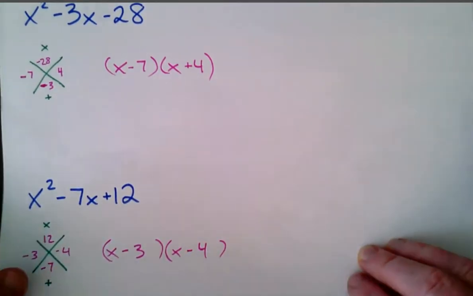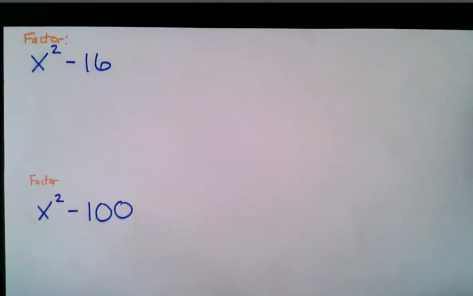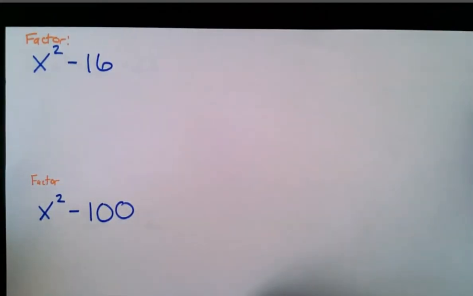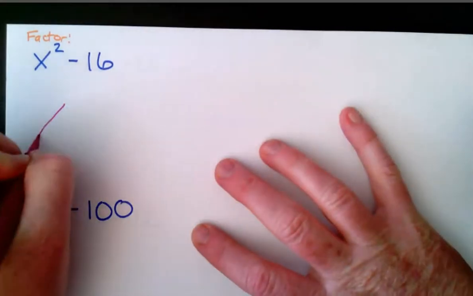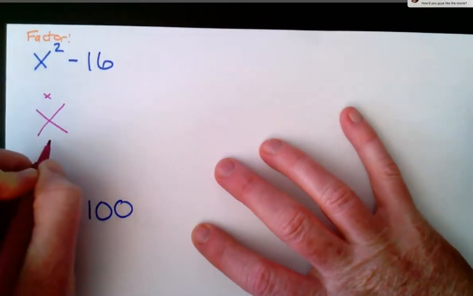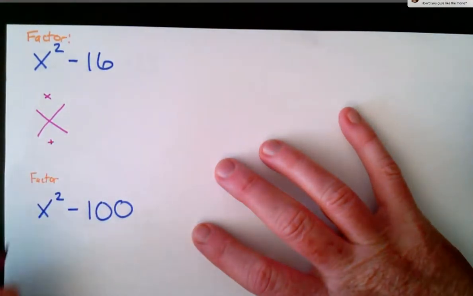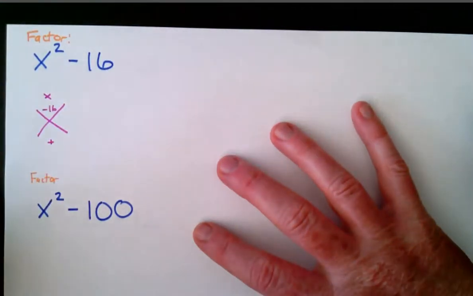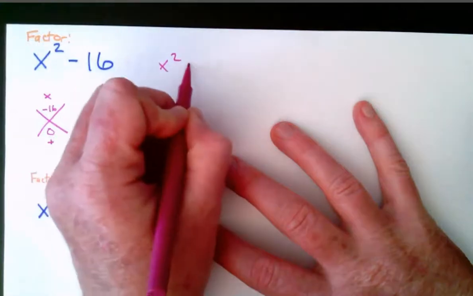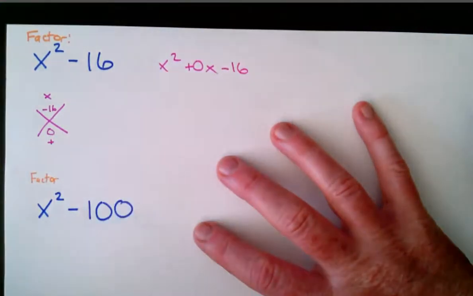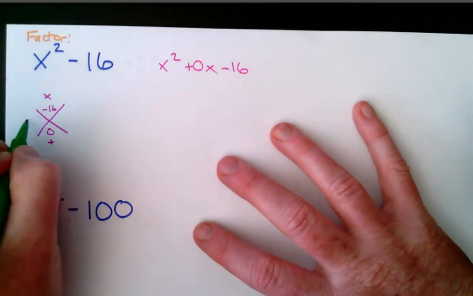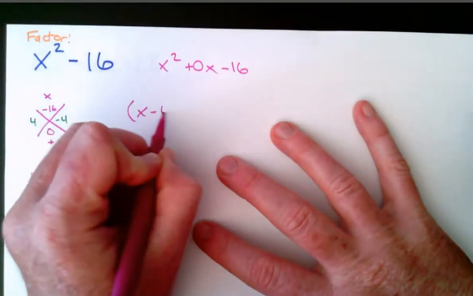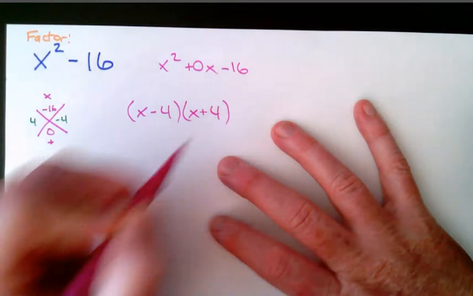Okay, we've got 4 examples left. What the heck do we do with this one? X squared minus 16. Well, we could take a look at our normal method. When I multiply the two numbers, I get a negative 16. When I add the numbers, there's no middle term. So that means 0, right? This is the same as x squared plus 0x minus 16. Oh, well, that means it must be 4 and negative 4. So I've got an x minus 4, x plus 4.